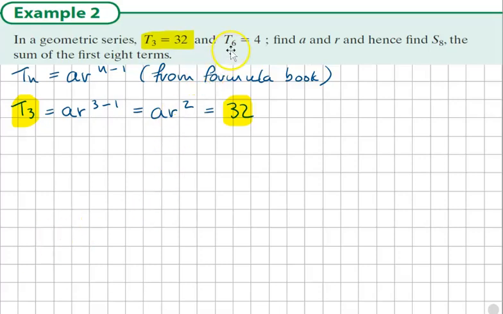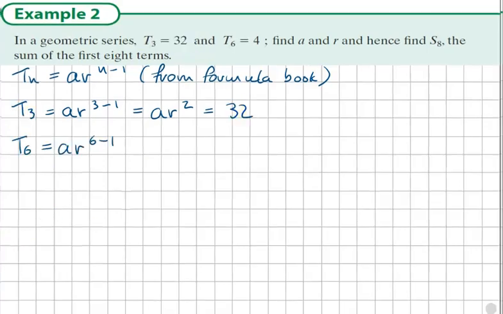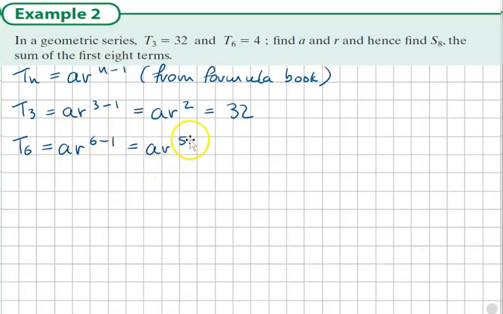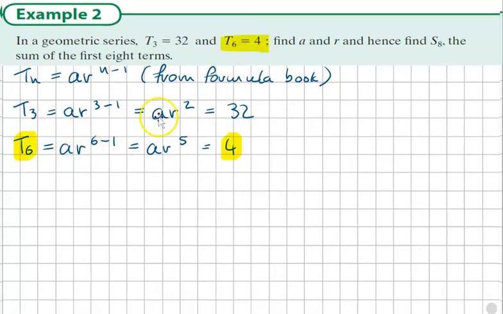Then we're going to do the same thing with T6. So replacing the n with 6, we have a r to the power of 6 minus 1. Simplifying, we get a r to the power of 5. And we're going to let that equal 4 because we were told in the question that T6 is equal to 4. Now we're going to set up algebraic fractions that we can solve simultaneously.